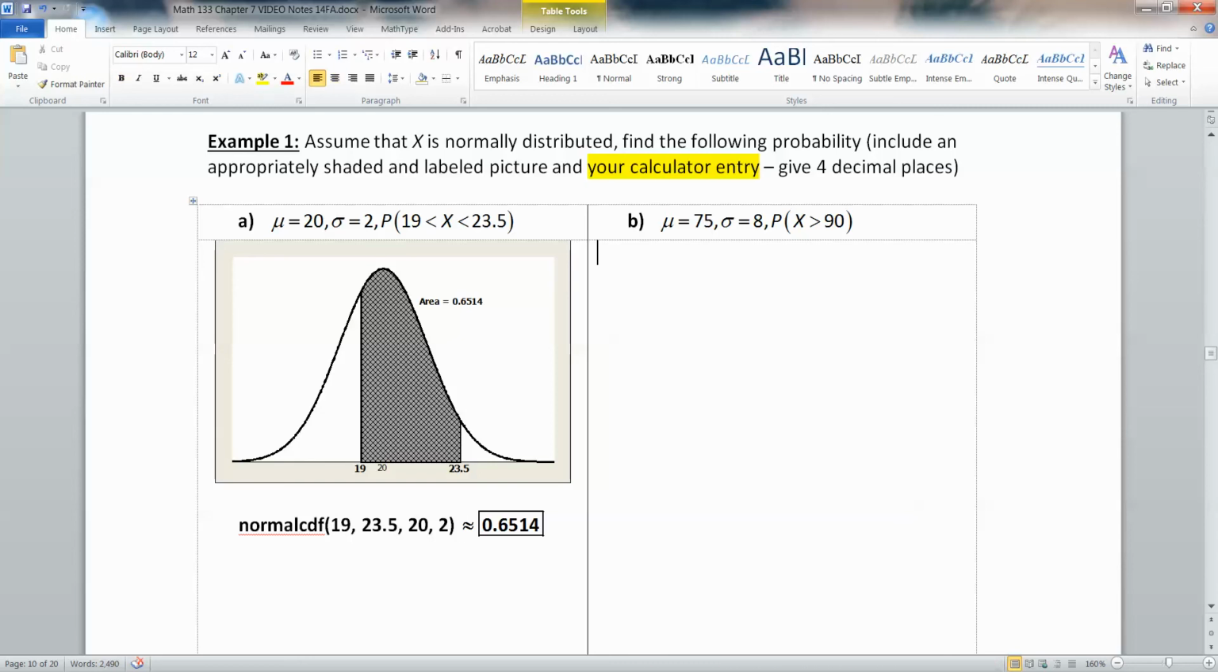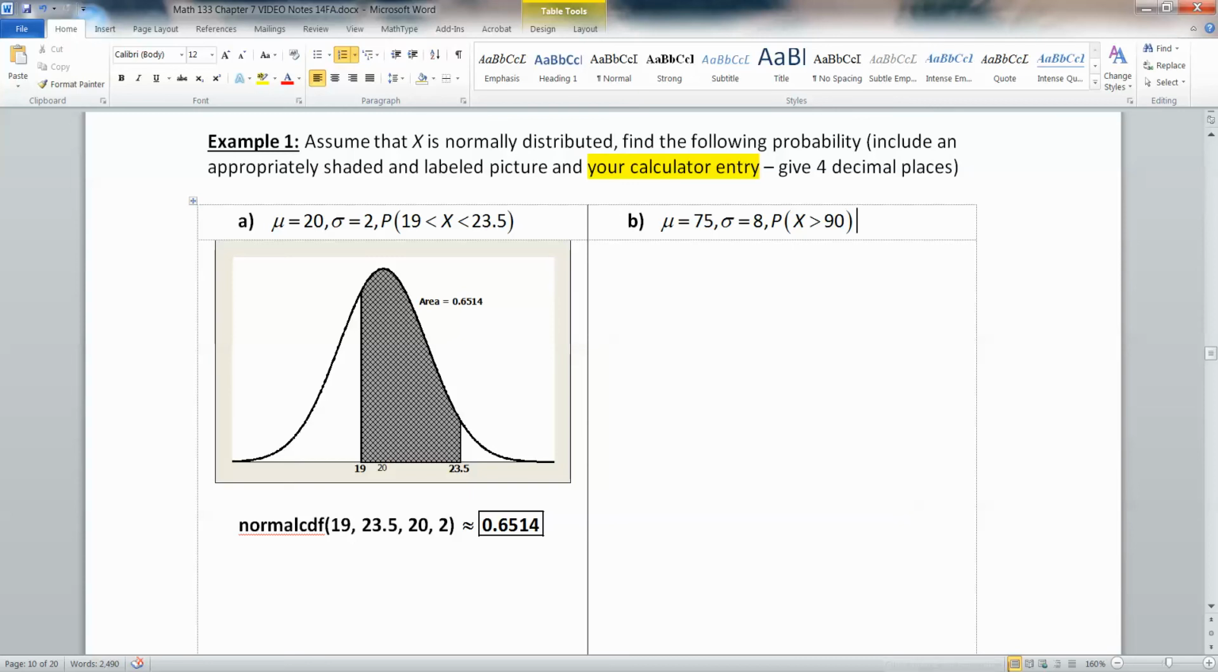All right, so let's do another one. Now this time the mean is 75, the standard deviation is 8, and I want to know the probability that x is greater than 90. And remember, greater than or equal to, it doesn't matter for a continuous distribution. So you need to draw a normal curve. You want to have 75 in the middle. 90, of course, is on the right of that, and you want everything that's to the right of 90.